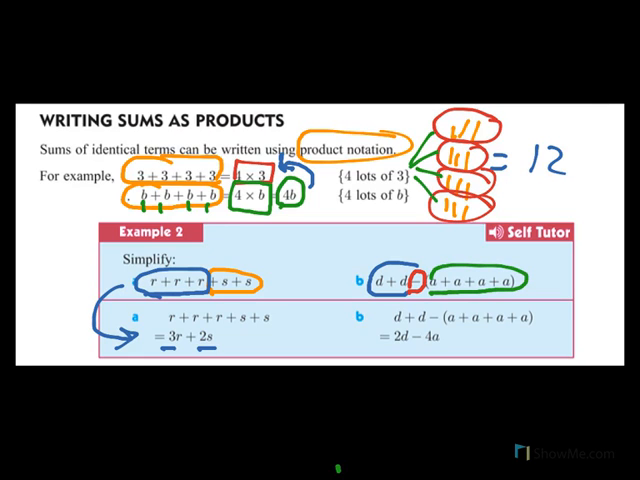How do we write that? Well, we do not know what D is, we do not know what A is, but we do know that there are 2 D's. And we know there are 1, 2, 3, 4. There are 4 A's. And in between them is a negative sign. See that little negative? And it stays like that. So we have 2D minus 4A. This is super simple stuff. This is writing sums as products.